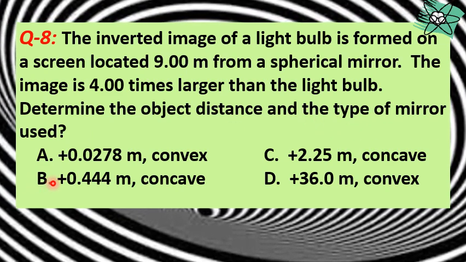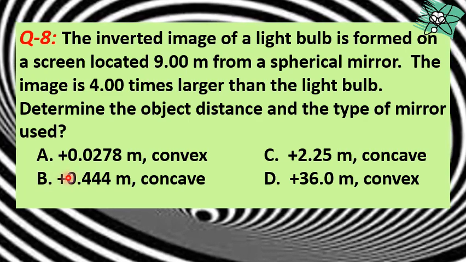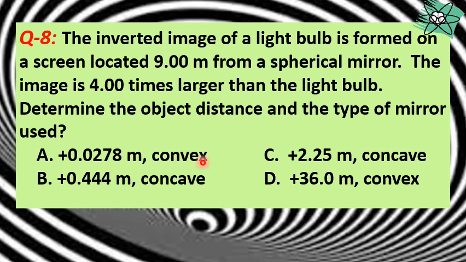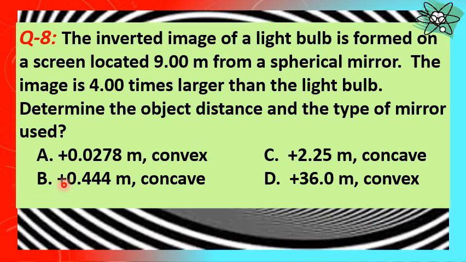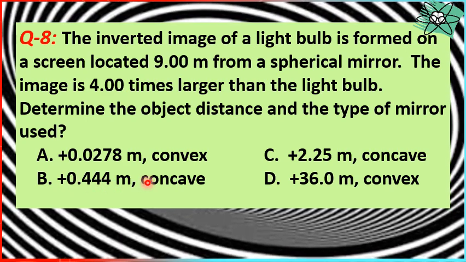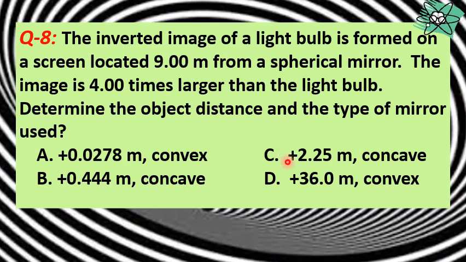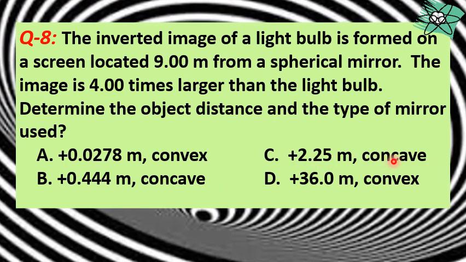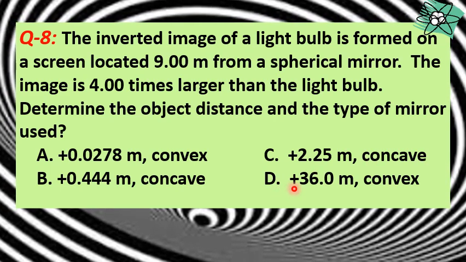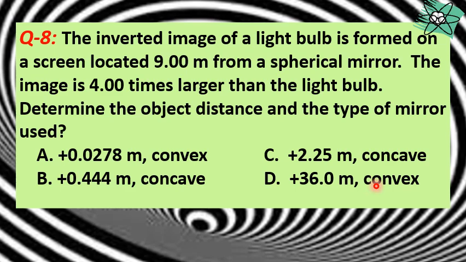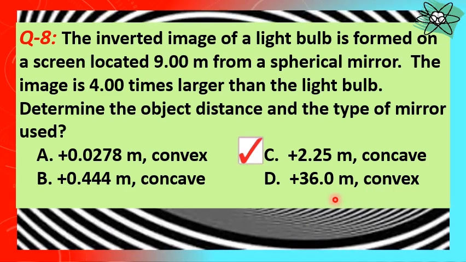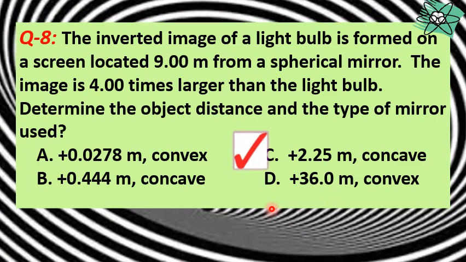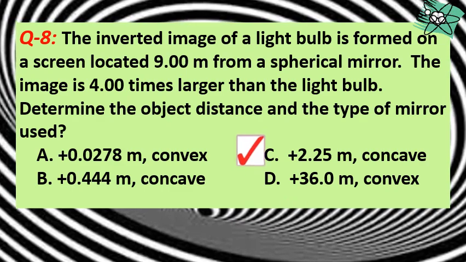Option letter A. The object distance is positive 0.0278 meters, and the type of mirror is convex. Option letter B. do is equal to positive 0.444 meters, and the mirror is concave. Option letter C. do is positive 2.25 meters, and the mirror is concave. And option D. do is equal to positive 36.0 meters, and the mirror is convex. The correct answer is option letter C. We have the solution to this problem in just a short while.